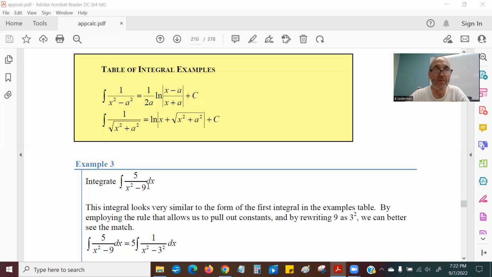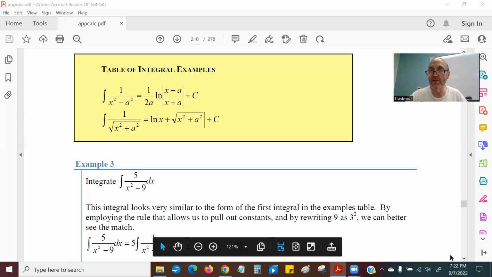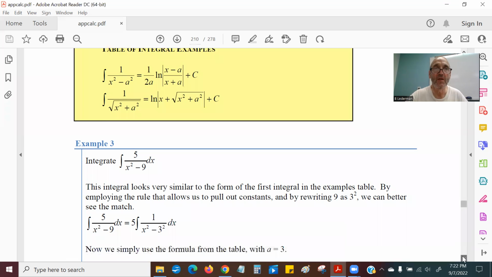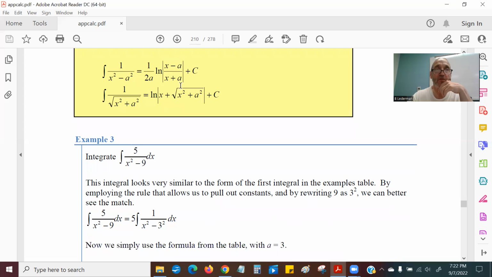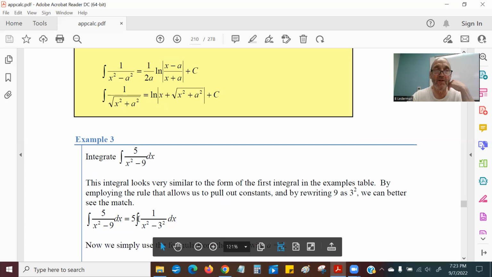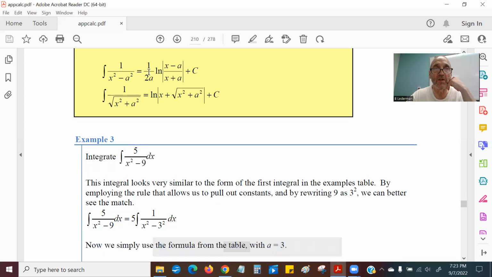So first of all, we have to figure out what the a is here. And that's not so hard, because 9 is just 3 squared, which means that my a is going to be 3. So now we're just going to put a 3 every time I see an a over here. And what am I going to do with the 5? Well, I could just pull it out of the integral. You're allowed to pull a constant out of the integral. So it's going to be the same result as what I have here, but 5 times that.